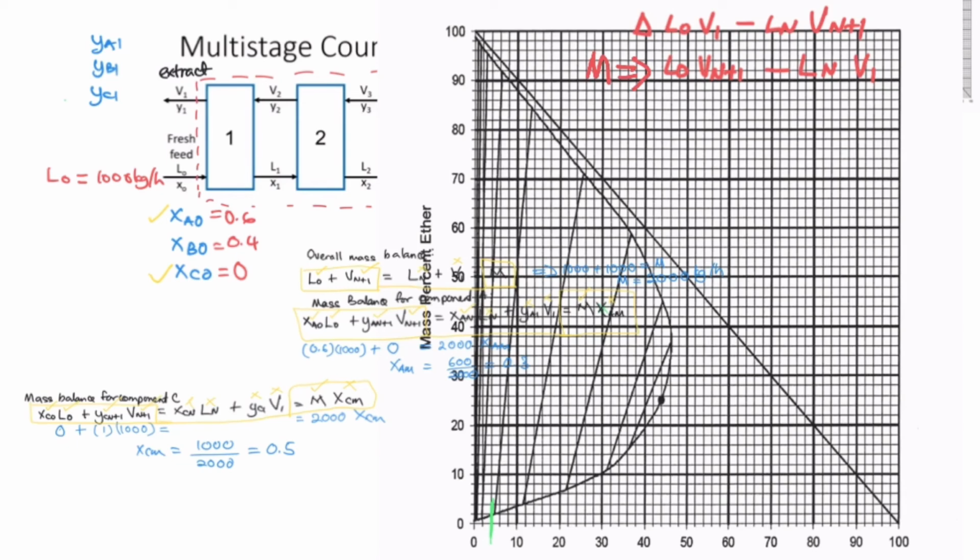Later you're going to calculate the number of stages. The number of stages is when you can draw a line, or tie line, between L1, V1, L2, then L2, V2, L3, V3. This is what we're going to do next.